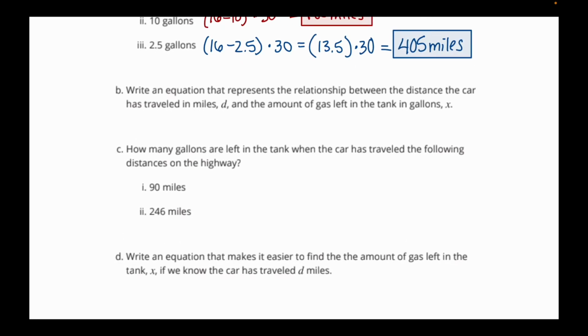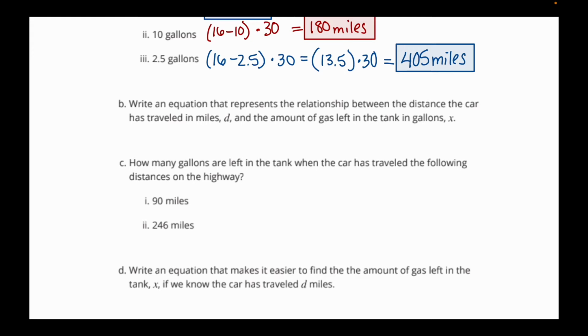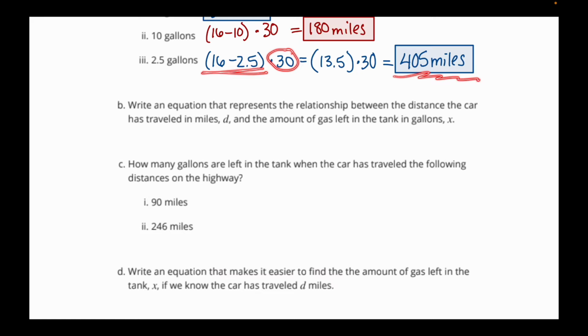So for part B, we want to write an equation that represents the relationship between the distance the car has traveled in miles, D, and the amount of gas left in the tank in gallons, X. So D is distance, X is gallons of gas. Just looking at what I was doing, I did some subtraction here, and then I multiplied. And that was equal to my distance. So I'm going to start by saying not X, D for distance is equal to, because I know I had the equation in the top part designed to give me the distance.